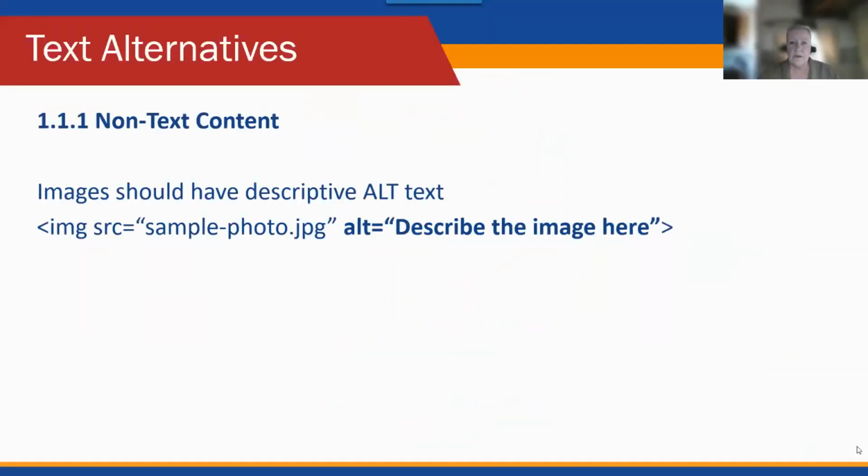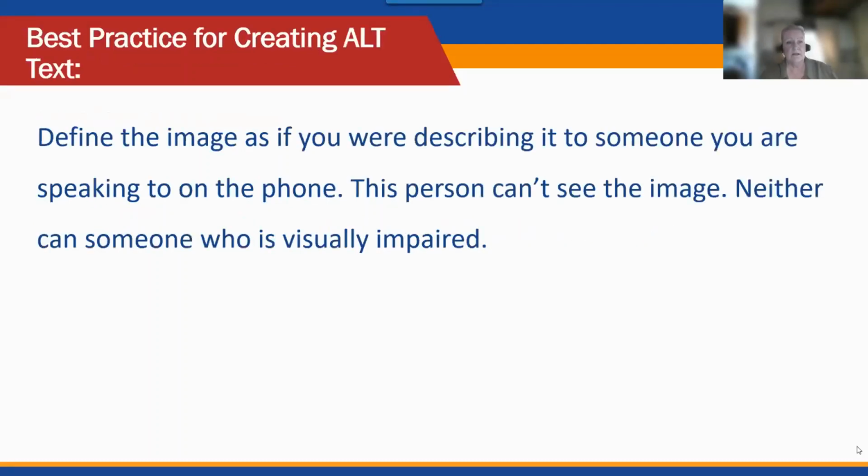The most important thing is that you provide an alt text, what they call an alternative text, to your HTML code that calls an image into a website page. In this example, you see image source, sample photo, and then alt equals, where you describe your image. And this is very important because people who are visually impaired are not going to see the image, but they still need to understand what the content is.